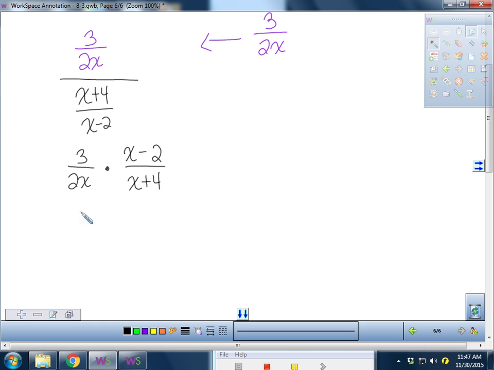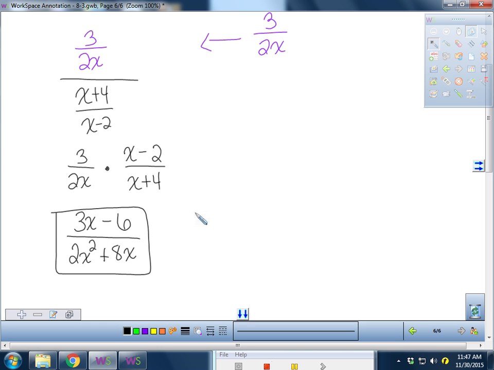3 times x is 3x. 3 times negative 2 is negative 6. 2x times x is 2x squared. And 2x times 4 is 8x. Alright, I will take this answer, or I'll even take 3 times x minus 2 over 2x times x plus 4.